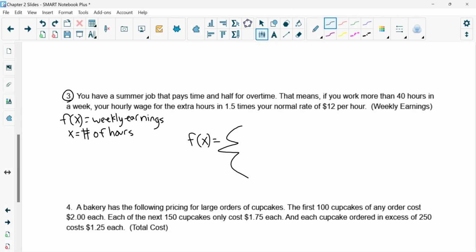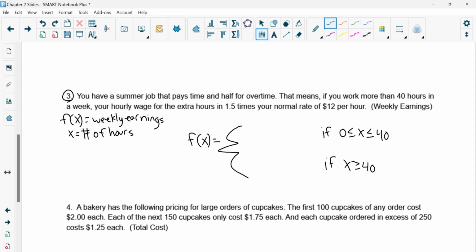Josh? All right, so if I'm below 40, 0 to 40, including 0 and 40, I'm going to be at one rate. And if I'm above 40, then I'm going to be at another rate. Okay, now we just need to put our equation there.